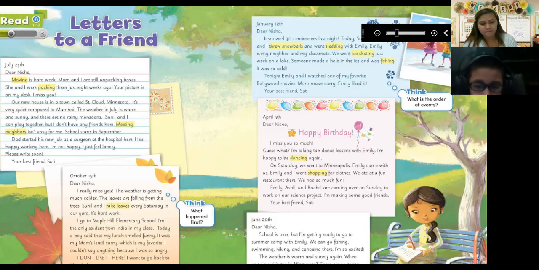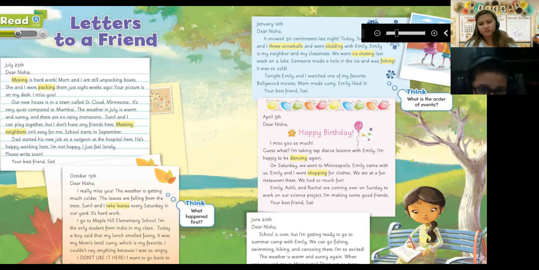October 15th. Dear Nisha, I really miss you. The weather is getting much colder. The leaves are falling from the trees. Sunil and I rake leaves every Saturday in our yard. It's hard work. I go to Maple Hill Elementary School. I'm the only student from India in my class. Today, a boy said that my lunch smelled funny. It was my mom's lentil curry, which is my favorite. I couldn't say anything because I was so angry. I don't like it here. I want to go back to Mumbai. Your best friend, Sati.